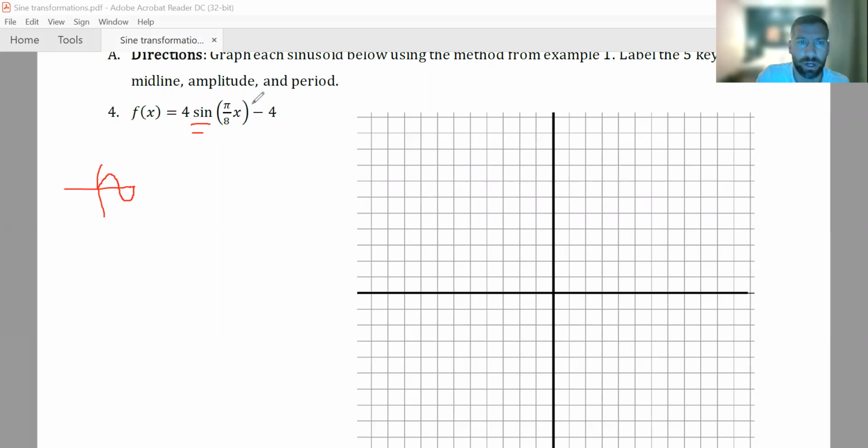So the first transformation we talked about is where is the midline? Where is the middle of this graph going to be? And that's going to be annotated by that -4. So I'm going to come down here and put a -4 in there. There's our midline. There's the middle of our graph. That's where our graph's going to start. I know for sine right away that it's going to have a point right on that midline to start.